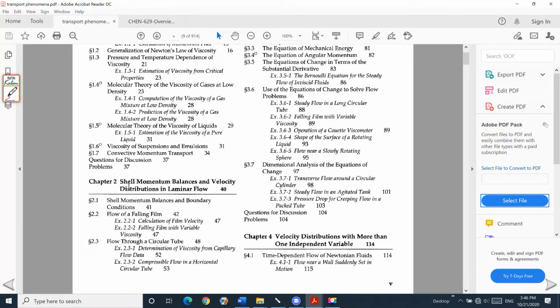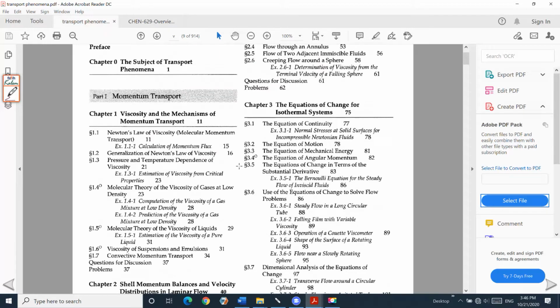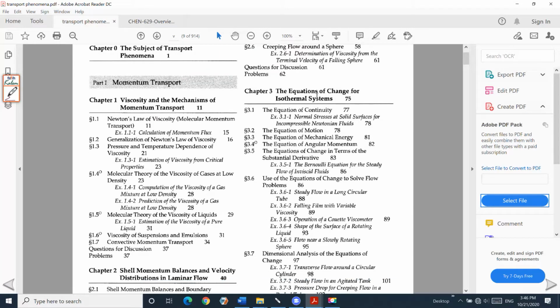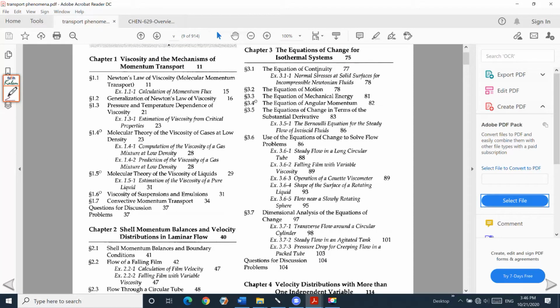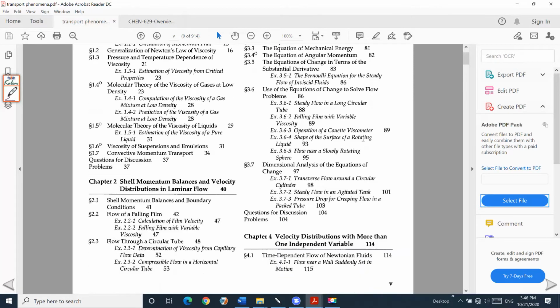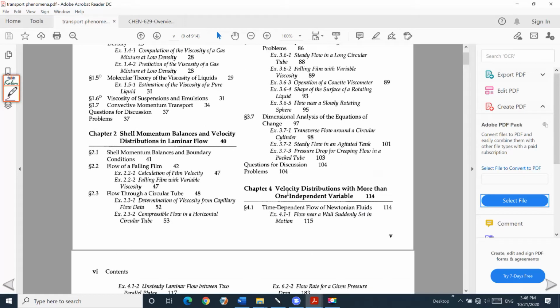In the second chapter, it gives some information about shell momentum balances and velocity distribution in laminar flow. In chapter 3, the equations of change for isothermal systems, for the continuum situation. And in chapter 4, we call it velocity distribution with more than one independent variable.